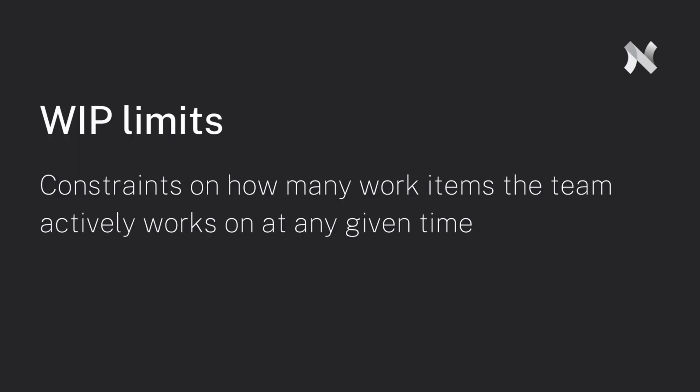These boards make it easy to notice where the WIP limits break. We learned earlier in this course that the common WIP limits are constraints on how many work items the team actively works on at any given time. This provides focus for the team, which is one of our Scrum values.